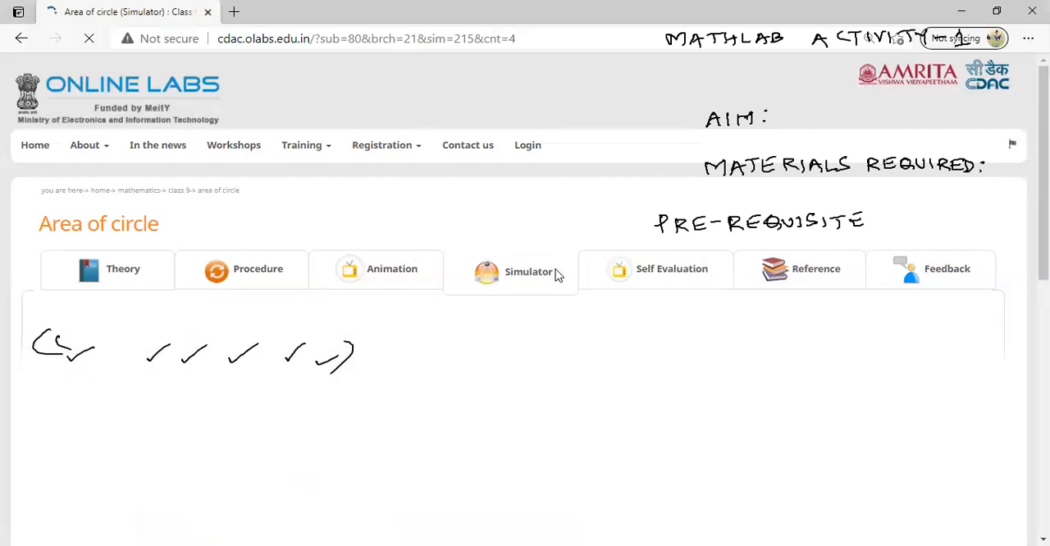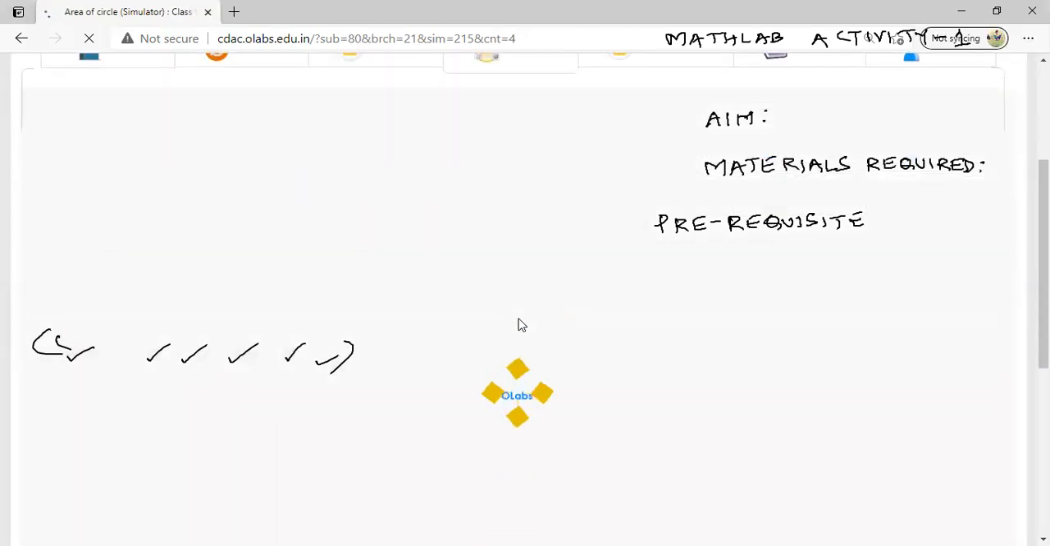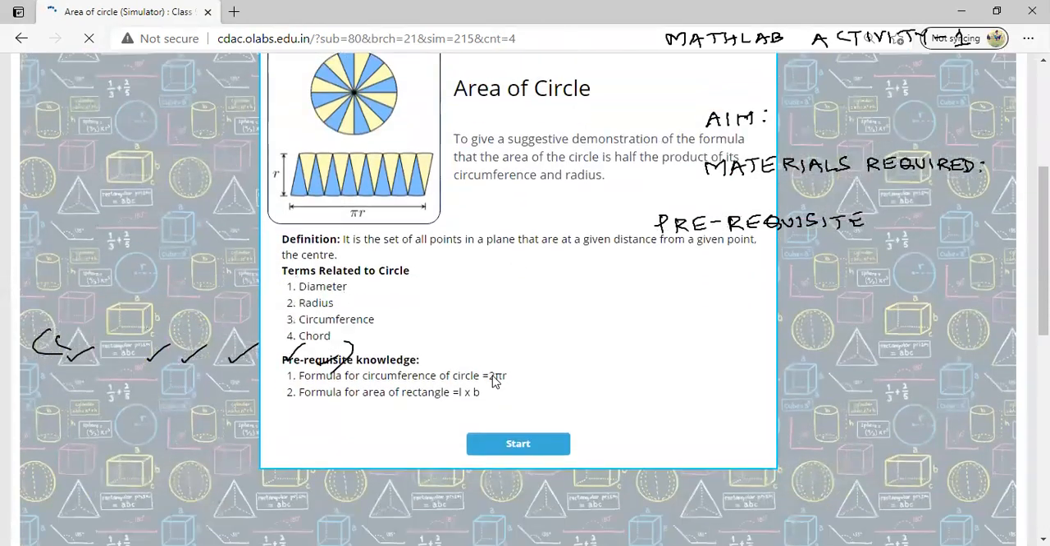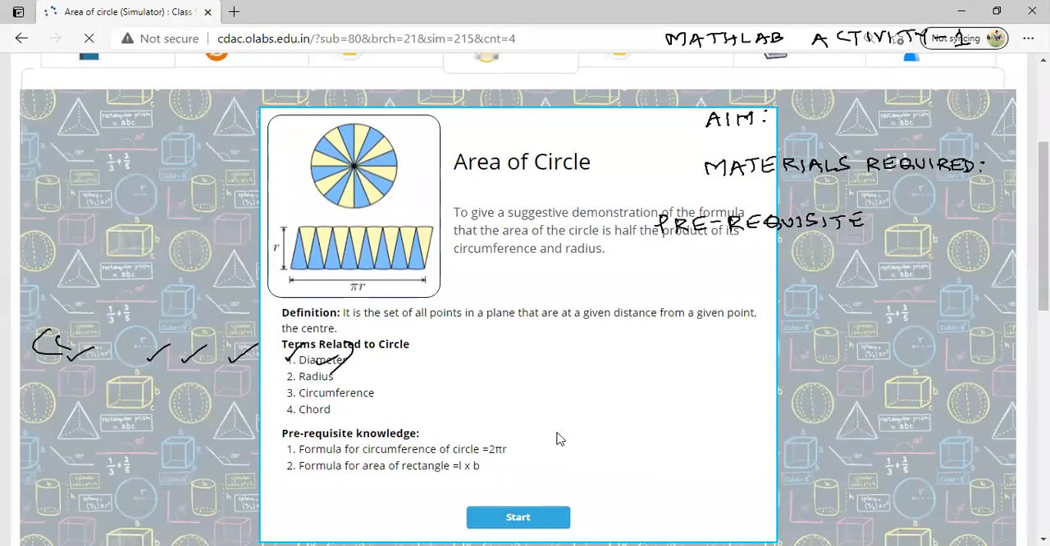Go to simulation. There you will find prerequisite knowledge. In prerequisite knowledge, you will write first point, formula for circumference of a circle, and formula for area of rectangle. These 2 points you have to write in prerequisite.